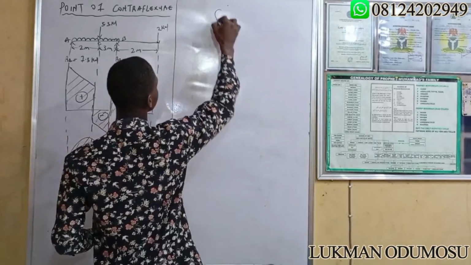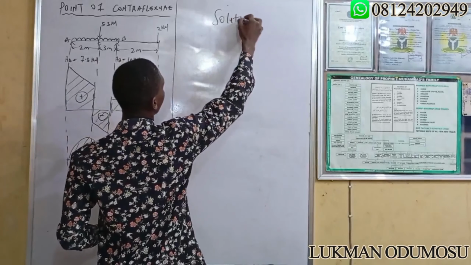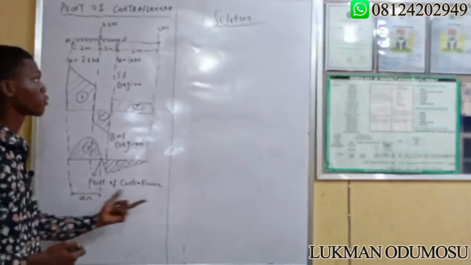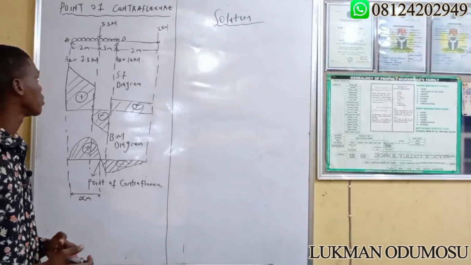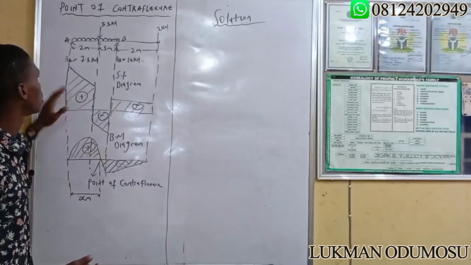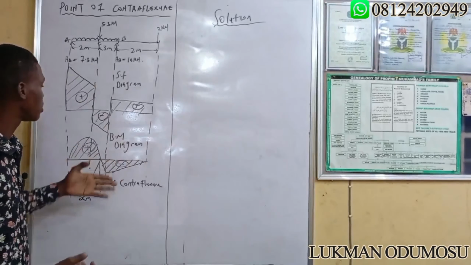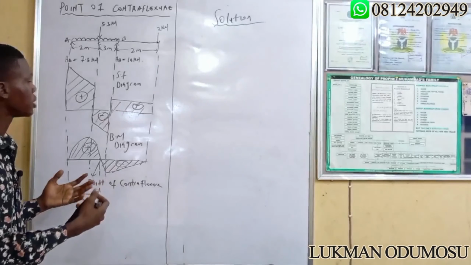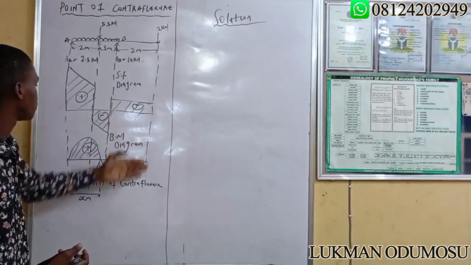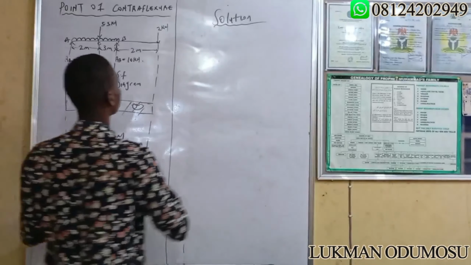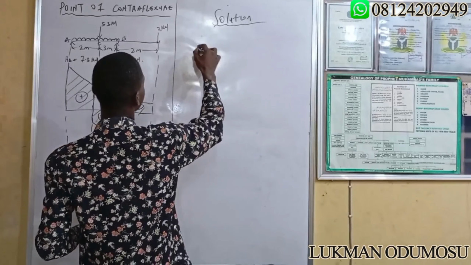Okay, solution. When it comes to point of contraflexion, the idea is you redraw the loaded beam, then put the bending moment on it, right? Just like you are bringing this bending moment diagram onto this loaded beam. Let's see what we have by doing that. We have this.